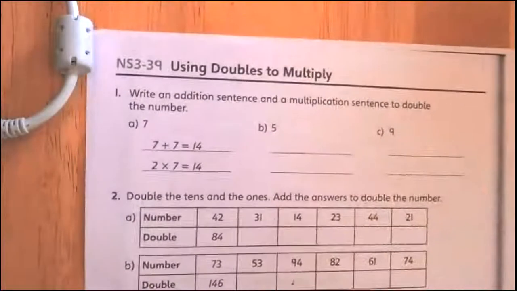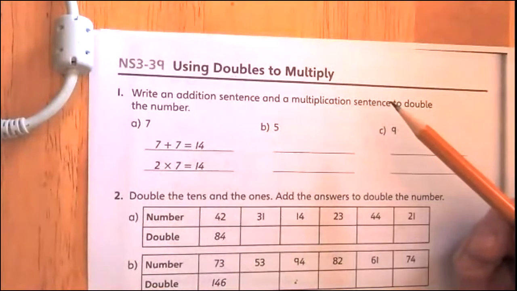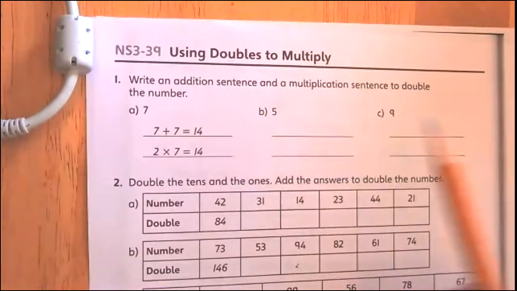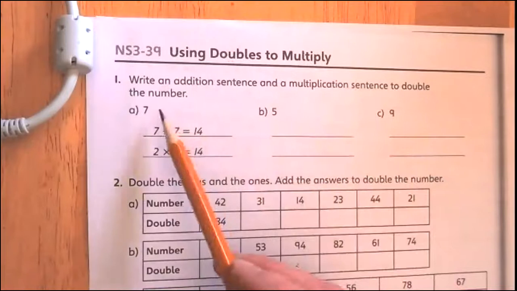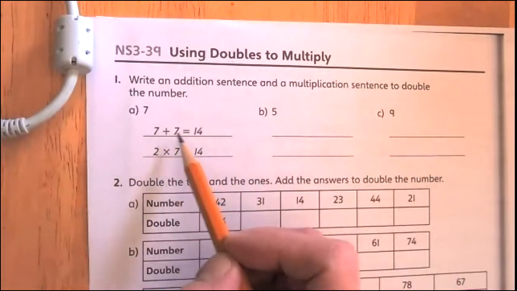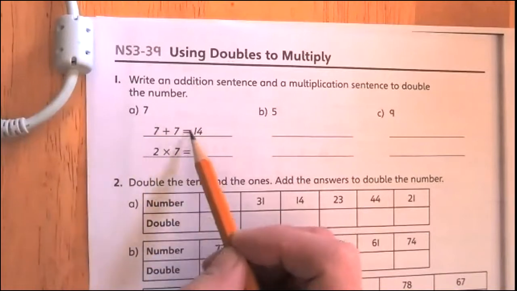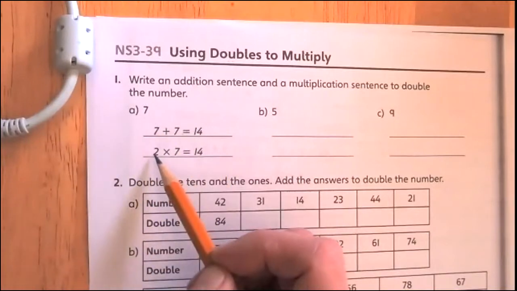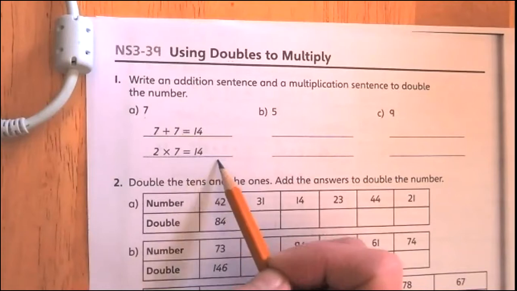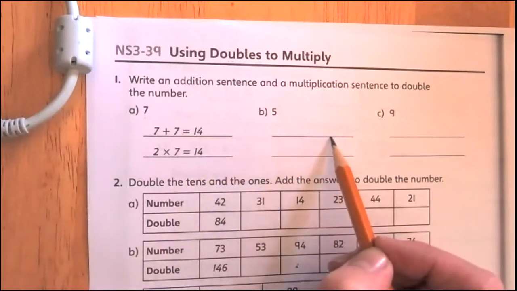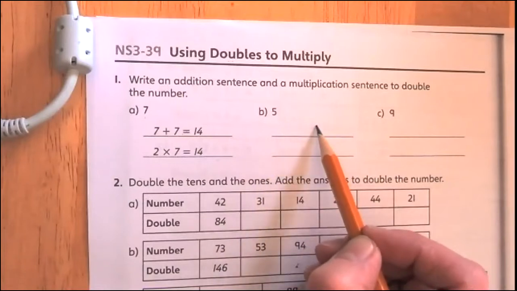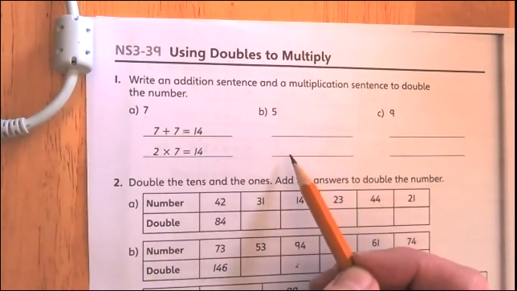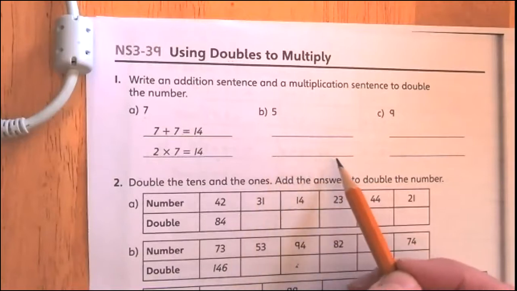Okay. So when you're working on this, the first thing they want you to do here is write an addition sentence and a multiplication sentence to double the number. So doubling is the double. 7 plus 7. The number was 7 equals 14. And this is also the same as 2 groups of 7, which is 14. So you're going to do the same thing here, except for it's going to be 5s. 5 plus 5. And what does that equal? You should know 2 groups of 5.